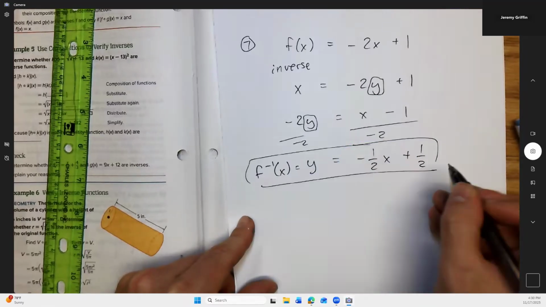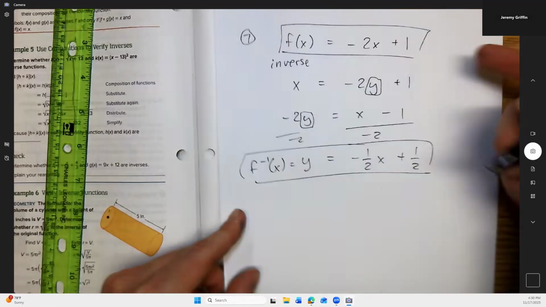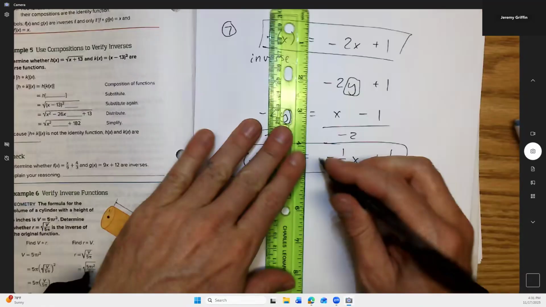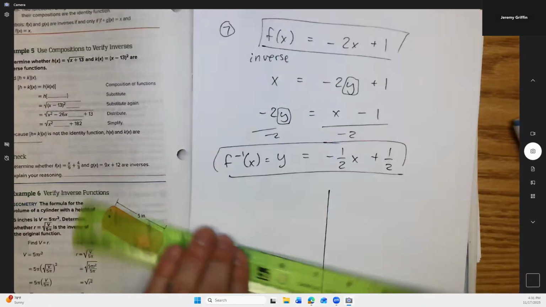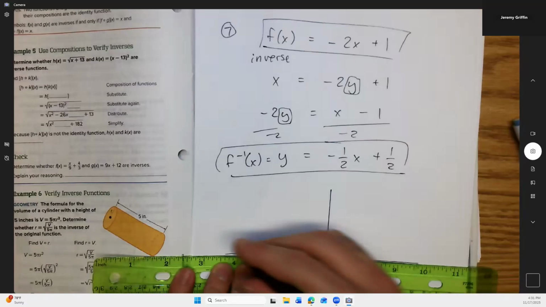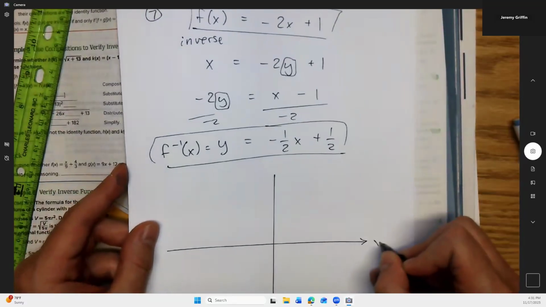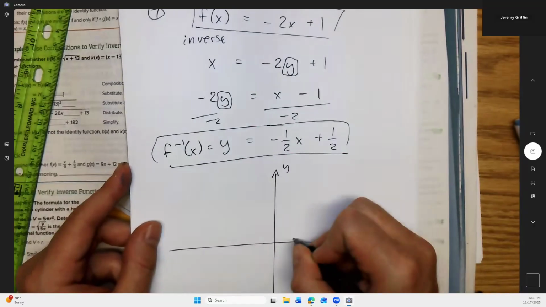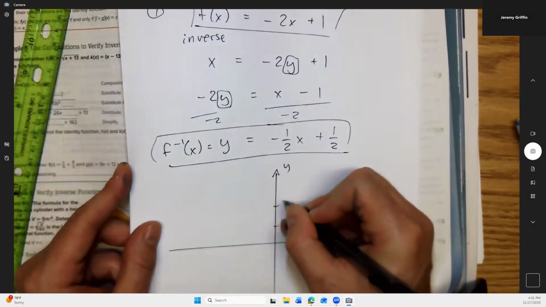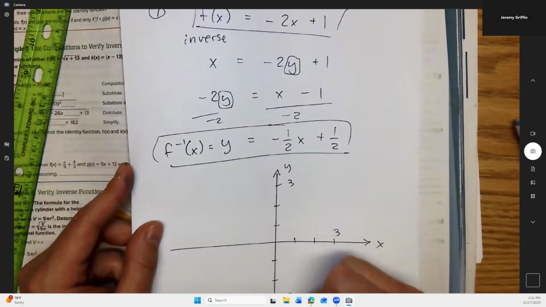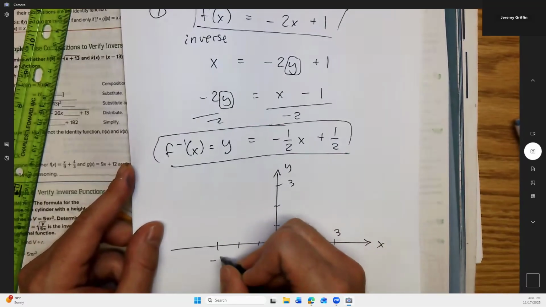So here's my original function, and here's the inverse. Let's graph both of those, and then try the flip the paper trick and see if it's all the same thing. Of course, this will work. Okay, so x and y axes, 1, 2, 3, 1, 2, 3. Yeah, it's pretty close. That should work.